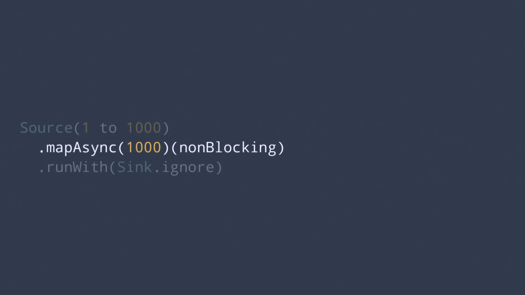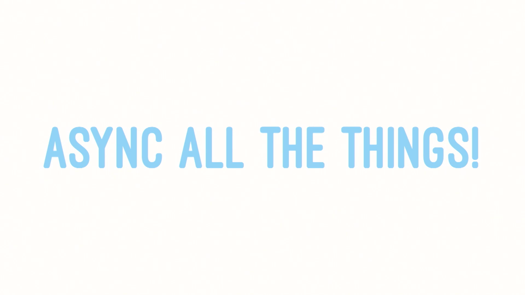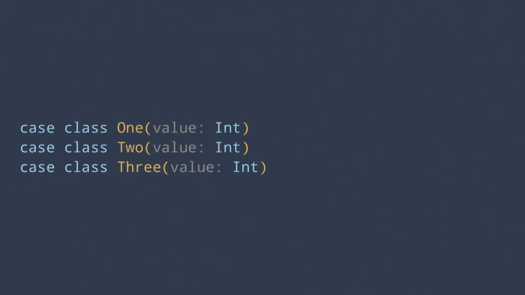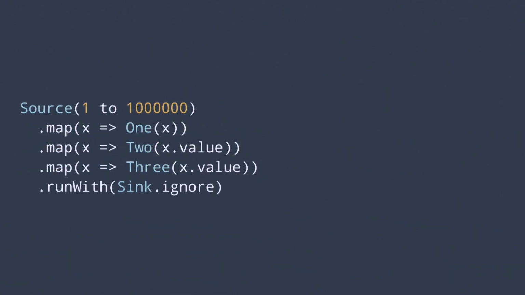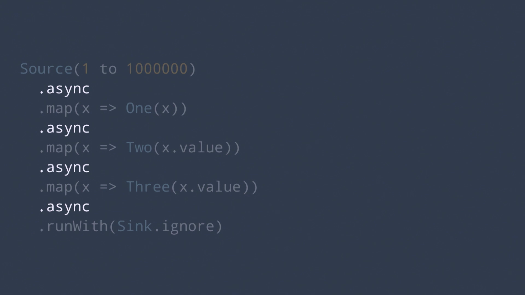So this async stuff seems really great, so let's put it everywhere. And this isn't always advantageous, as you can probably imagine. So consider these 3 case classes that simply wrap an integer, and this stream of 1 million elements that just maps through each of the case classes. If an asynchronous boundary is inserted between each stage, it will execute twice as slow.